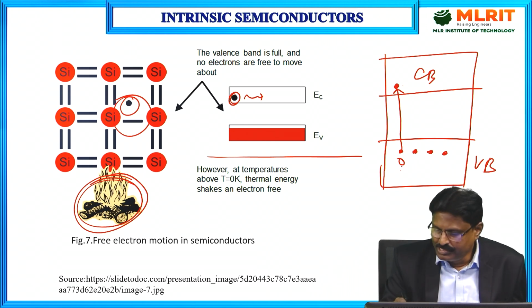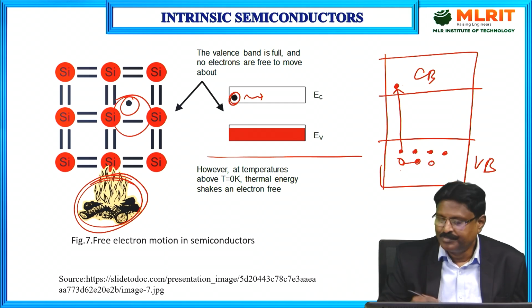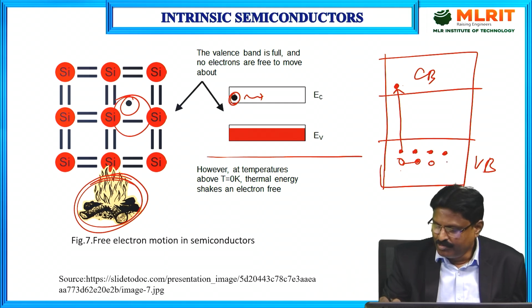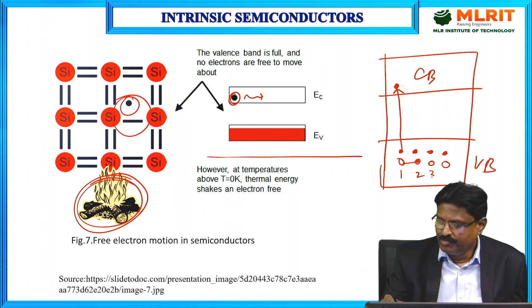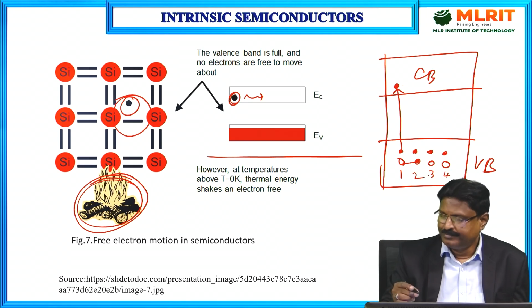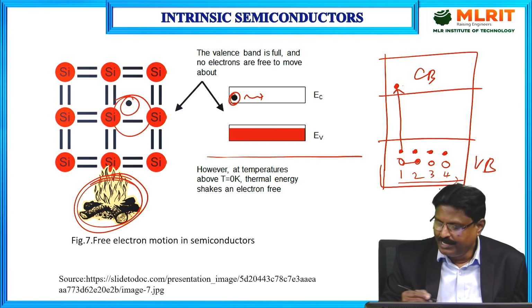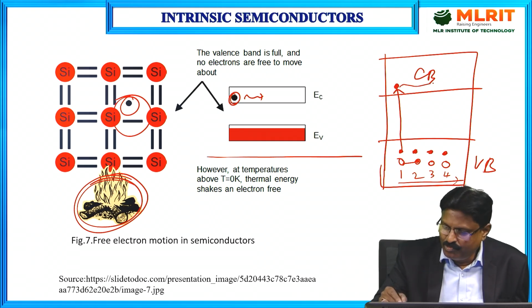Whenever a hole is created here, the neighboring electron will move into the hole like this, once again creating a space here. The neighboring electron will move into this space, occupying it and once again creating a space. And here once again the neighboring electron will move into the space, creating a space. So in this way, the motion of the hole is also happening. At the beginning, the position is here. Next it is moved to here. Next it is moved to here. Next it is moved to here. So the hole movement is also happening, along with free electron movement in the conduction band.